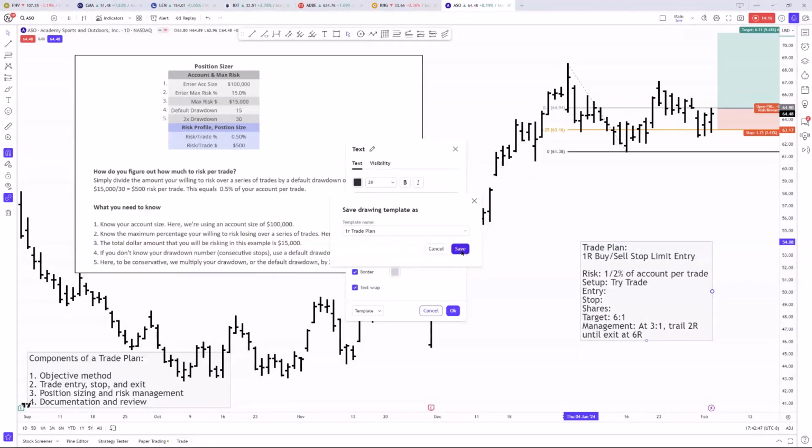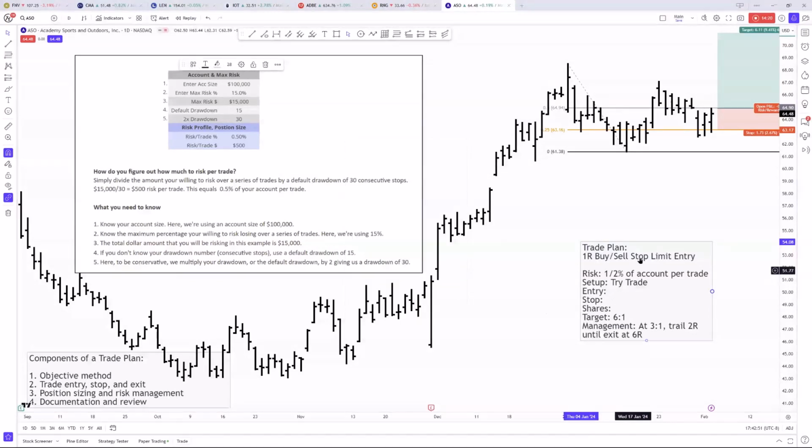All right, so it's good if you set up a template. That way we know exactly where we enter, exactly where we're going to put a stop. This is going to give us our amount of shares. We know exactly how much we're going to risk per trade, right? You see, I've come up with a 0.5%, which is going to be $500 per trade. And I know exactly how I'm going to manage. And the rest of it is just filling this out.